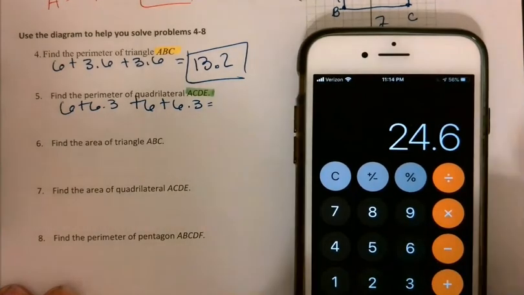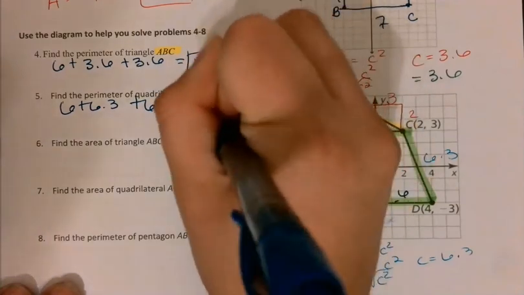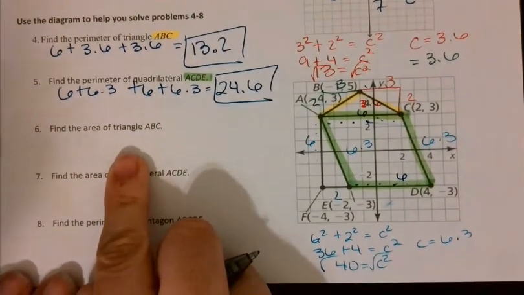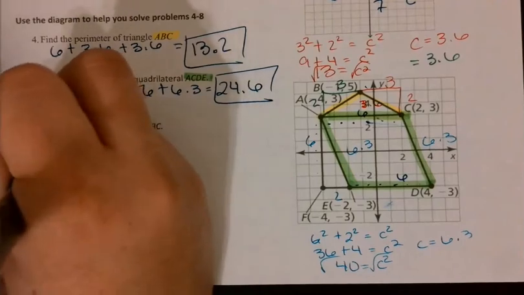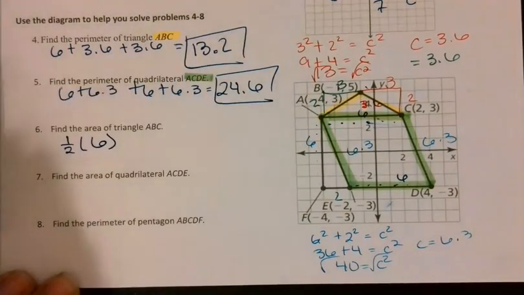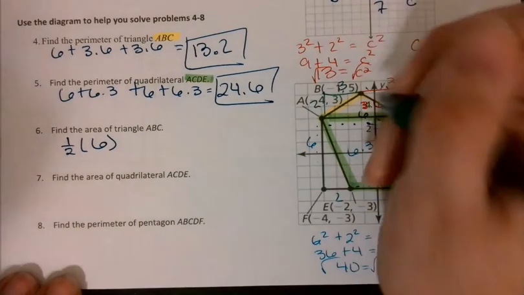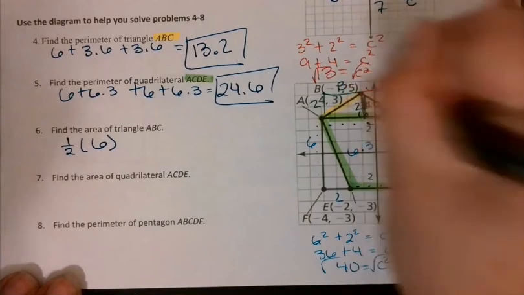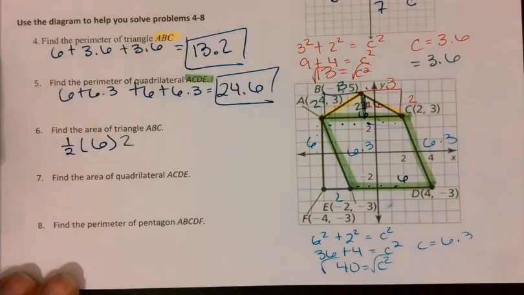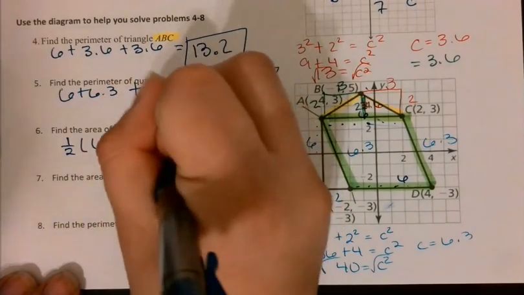And I get 24.6. To find the area of the triangle, I'm going to use 1/2. My base here is 6. And my height, I'll go find this in green, right there is 2. So 1/2 times 6 times 2 is 6.